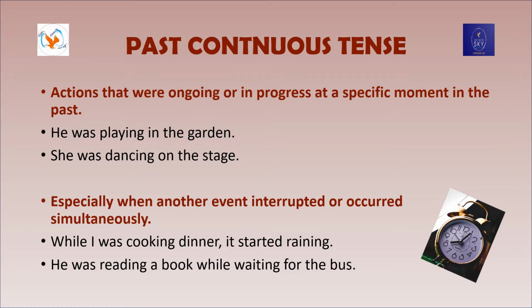First things first, what is past continuous tense? It's used to describe actions that were ongoing or in progress at a specific moment in the past. For example, he was playing in the garden. She was dancing on the stage.